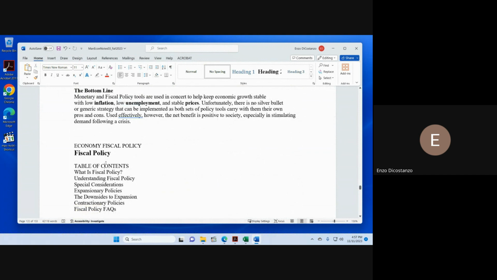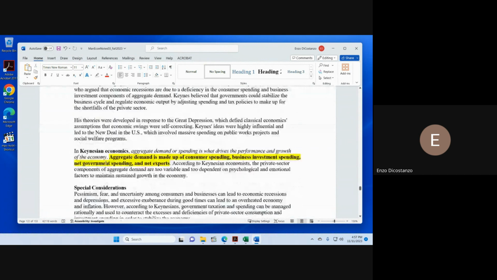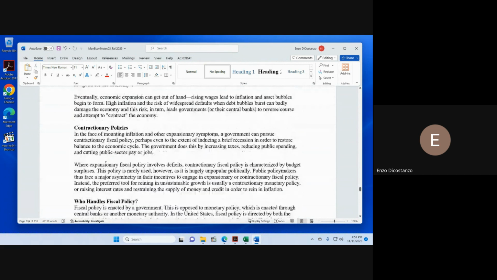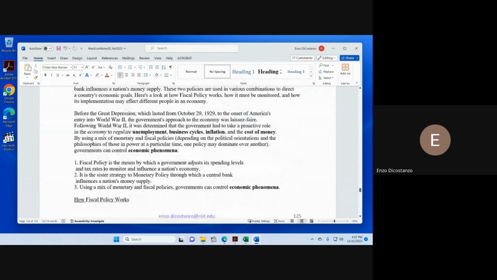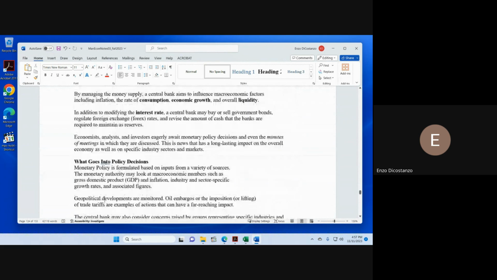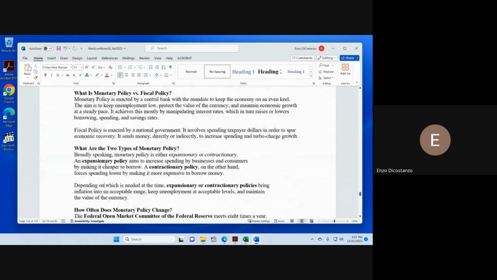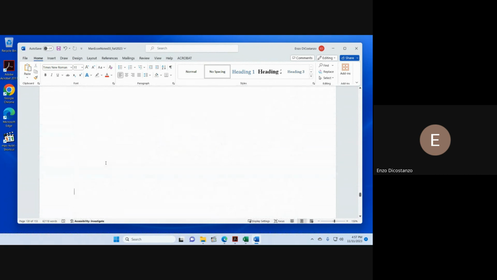Then we have some other stuff here: the definitions of fiscal, and the specific definitions of monetary. Yeah, these could be other quick little 20 or 30-minute lectures on this stuff.